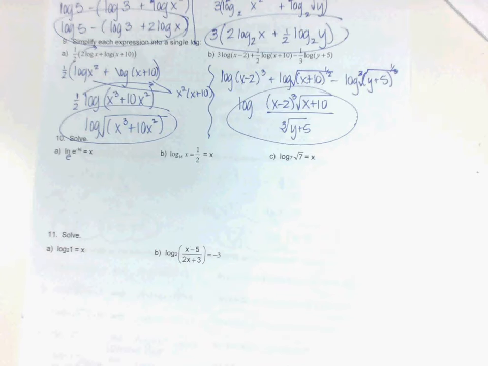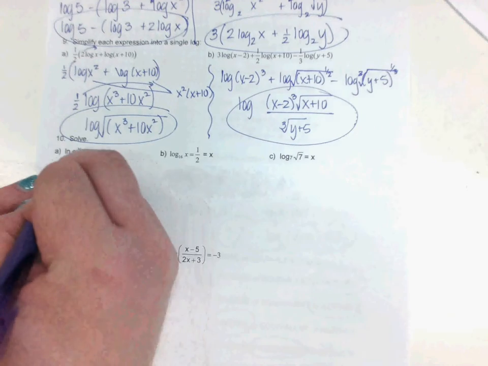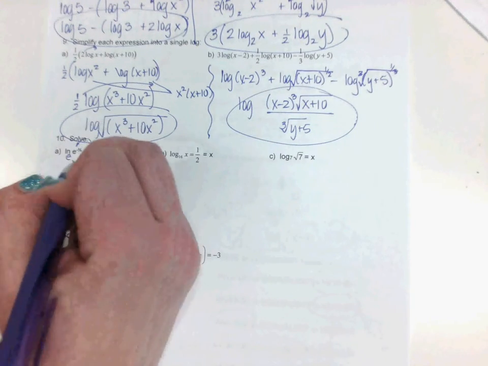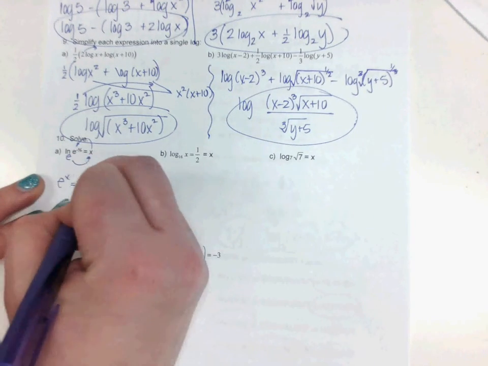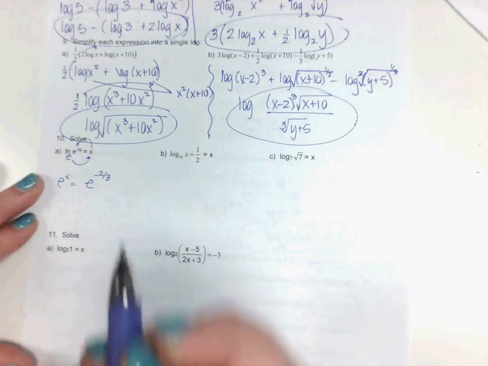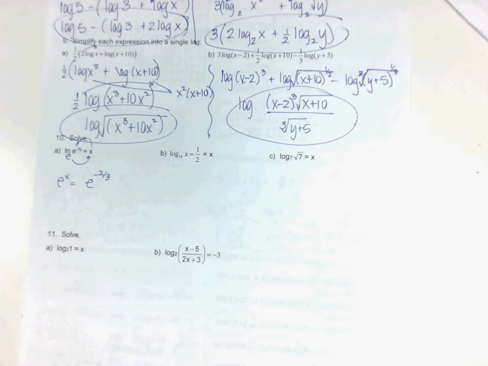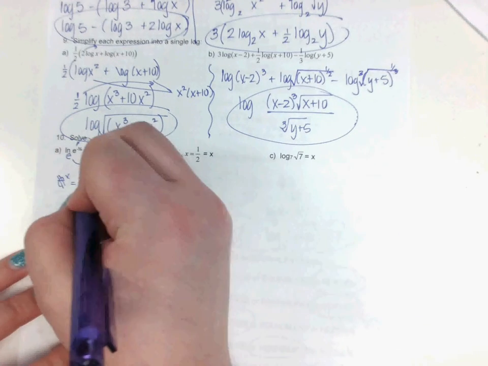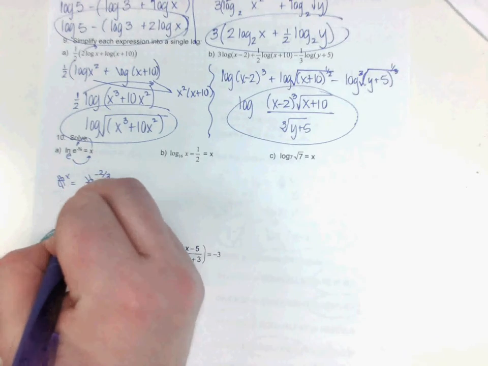Okay, so I do my loop. E to the x equals e to the whatever that fraction is. E to the x equals e to the negative 2/3. Then remember, anytime you have a common base, what do you do? Cross it out. So x equals what? Boom. Good job.